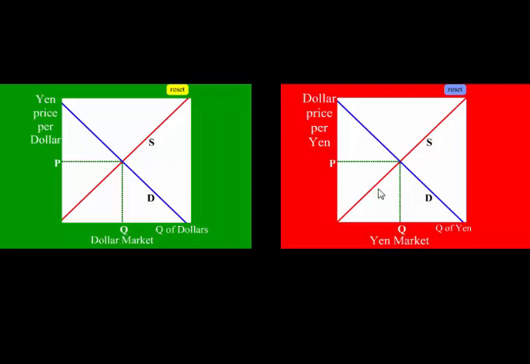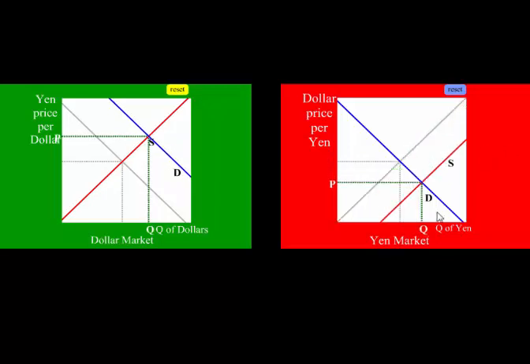So if they know that they want to take their money out of here and put it here, they demand our dollars so they can put it into our financial institutions, which means that they supply more yen to the financial currency market to purchase these dollars. So the Japanese yen depreciates relative to the dollar.